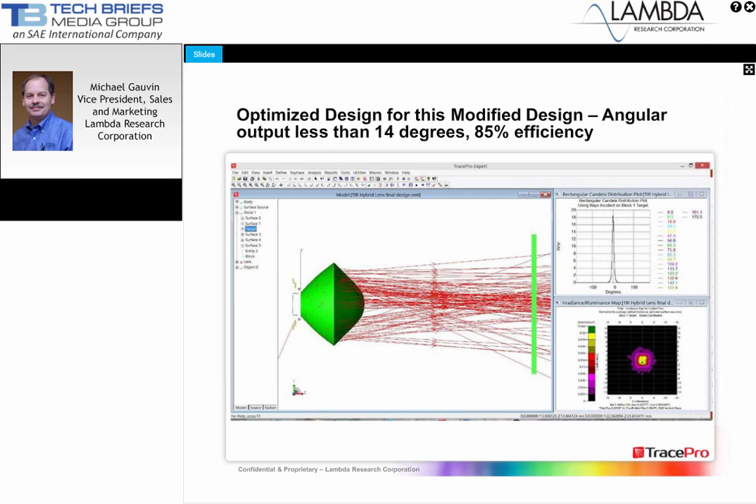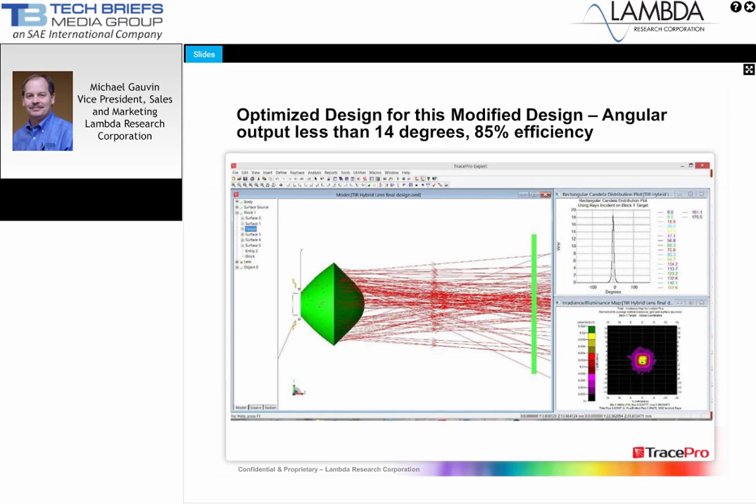After optimization, we go down to 14 degrees, because we're trying for a plus or minus 15-degree angular output, and we get 85% efficiency, and you can see the light going right to the lens. Remember, about the best we're going to do here is 90% because of Fresnel loss. So at 85%, we've got something that's very, very close to being the perfect answer to our narrow angle downlight.